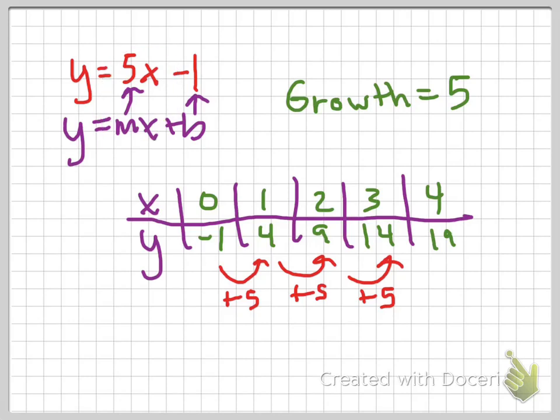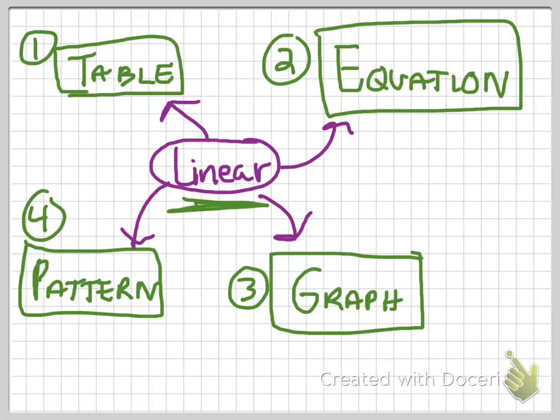So I guess the big takeaway is, yeah, we've got 4 ways to represent a linear equation. We have table, equation, graph, and pattern. But on top of that, if it's linear, it's always got to have a constant growth. The growth number doesn't change. If it's +2, then it's got to be +2, +2, +2, +2 the whole way through. That's really important to remember.